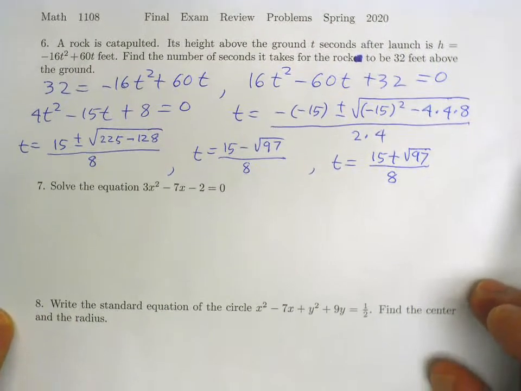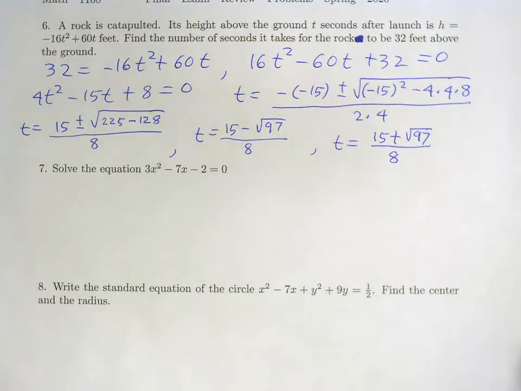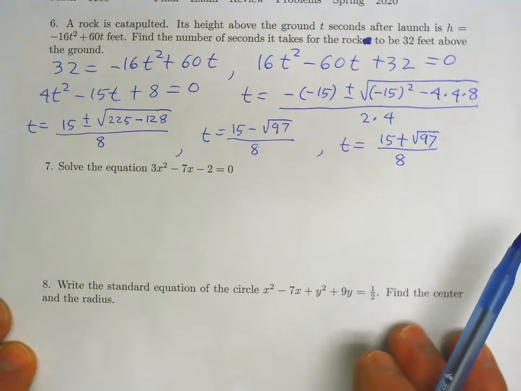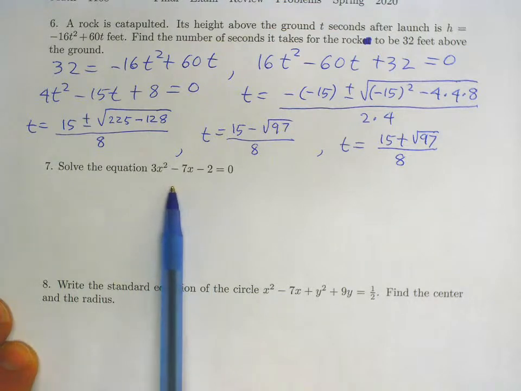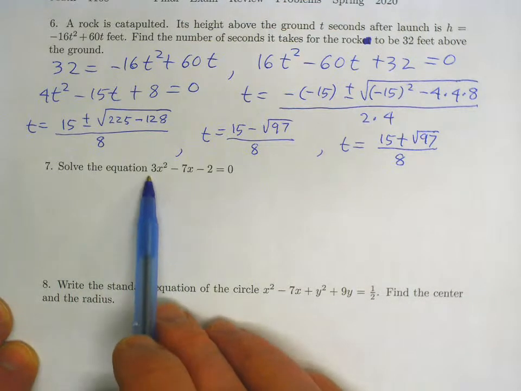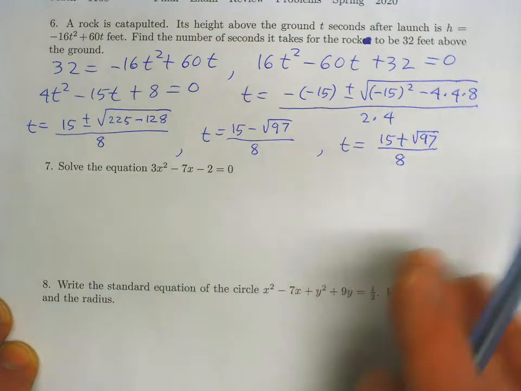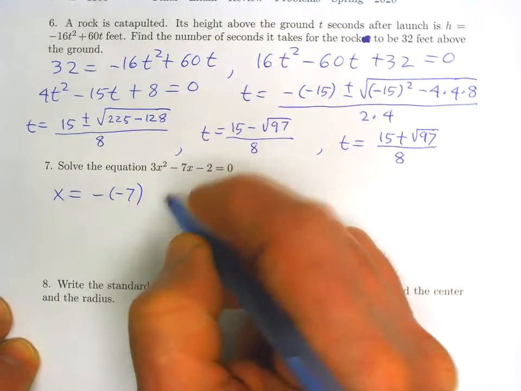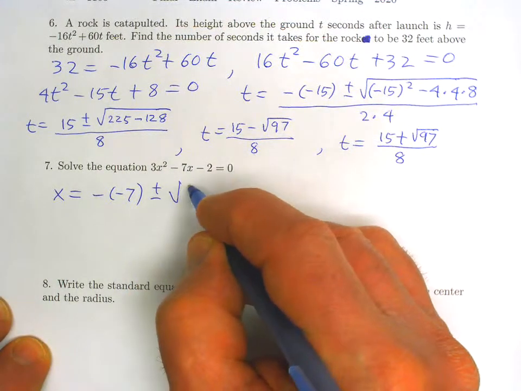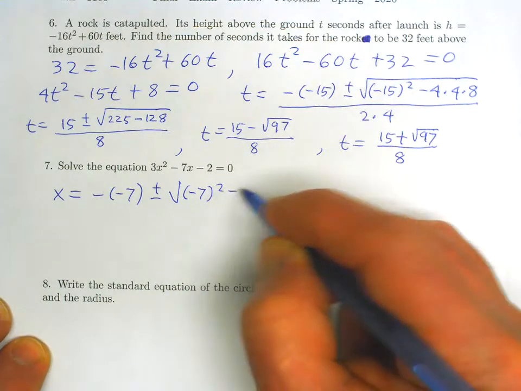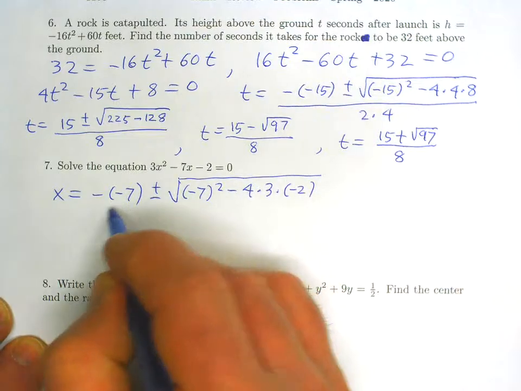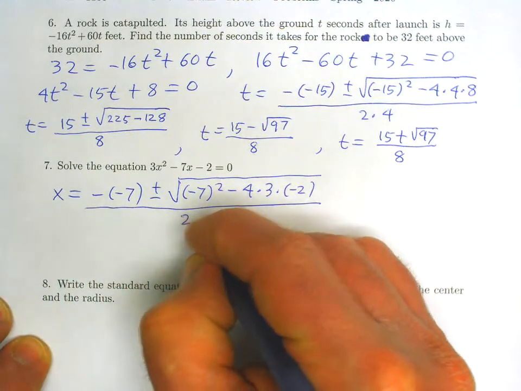Okay, the next problem, solve the quadratic equation 3x squared minus 7x minus 2 equals 0. So we'll use the quadratic formula. A equals 3, B equals -7, and C equals -2. So x equals the negative of -7 plus and minus the square root of the number -7 squared minus 4 times 3 times -2. And this is all divided by 2 times 3.